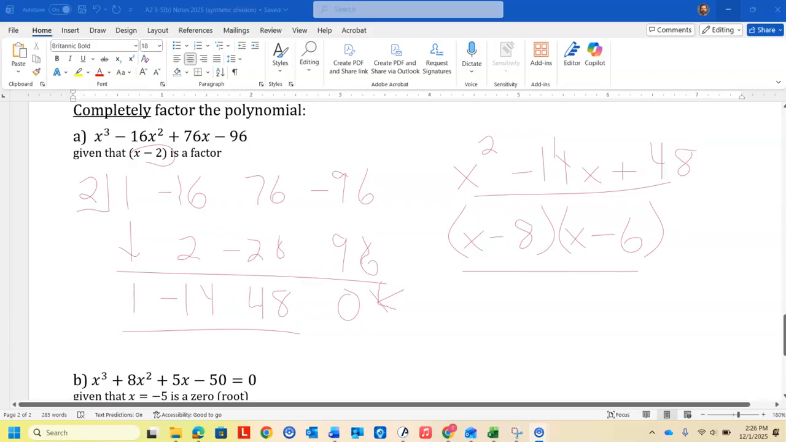But don't forget your one factor over here. In fact, let me change the color and make it stand out a little more. So pull this over, and this would be x minus 2. And there's the complete factored form of that cubic. So when it does that, they're giving you a hint, x minus 2. Use that, do synthetic division with that, and then take what's left and keep going with it.